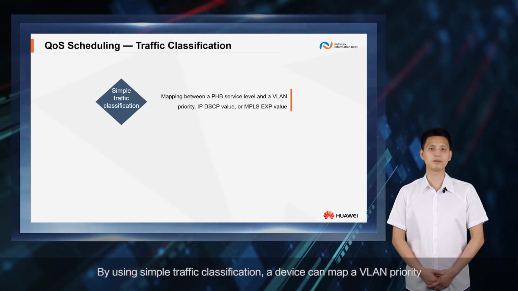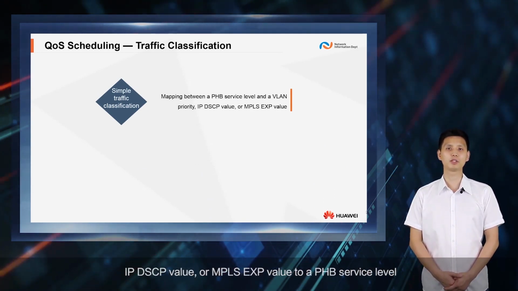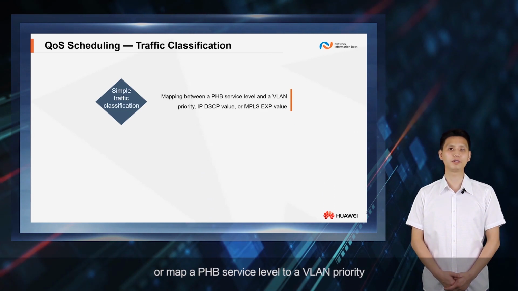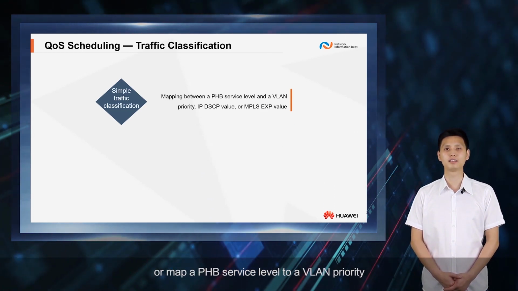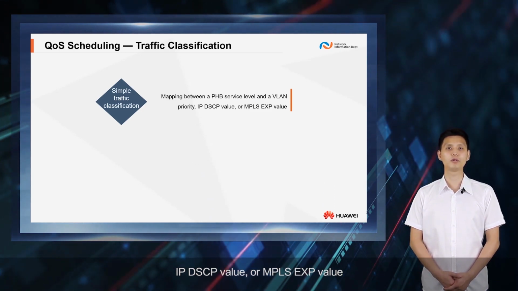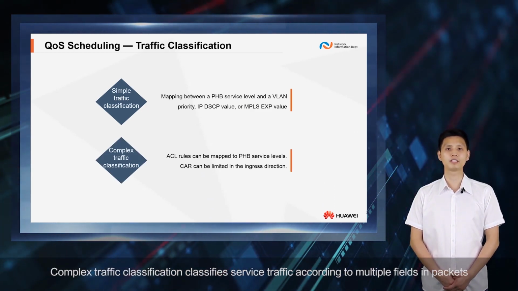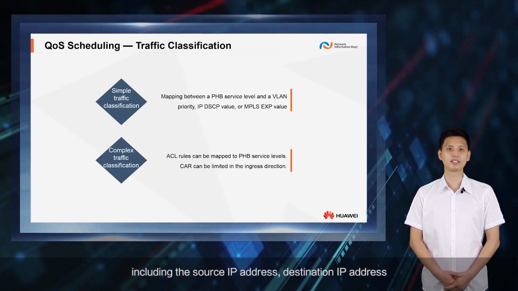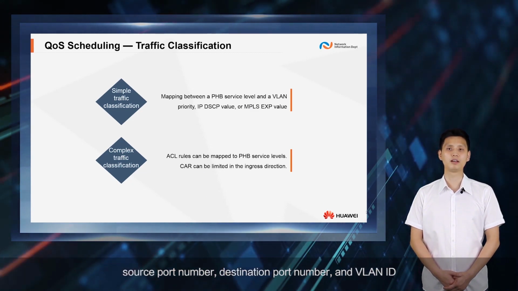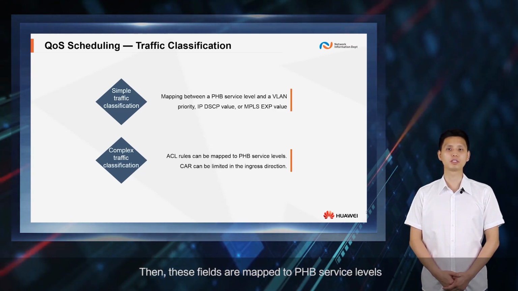By using simple traffic classification, a device can map a VLAN priority, IP-DSCP value, or MPLS EXP value to a PHB service level, or map a PHB service level to a VLAN priority, IP-DSCP value, or MPLS EXP value. Complex traffic classification classifies service traffic according to multiple fields in packets, including the source IP address, destination IP address, source port number, destination port number, and VLAN ID. Then these fields are mapped to PHB service levels.